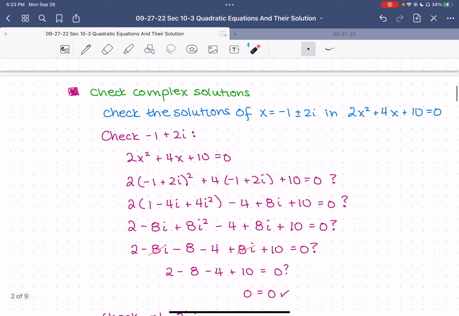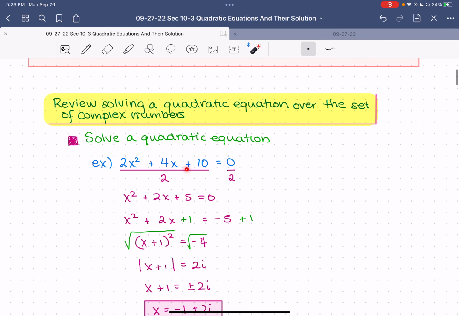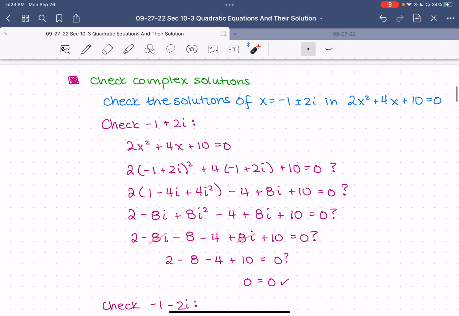But how do you check solutions? So what if I was going to check these solutions in this equation? Did I actually get it right? Well, you literally still plug it in. So here's the original equation. Always go back to the original. And I'm going to plug these in one at a time. So I'm going to plug in negative 1 plus 2i into this equation. So x is negative 1 plus 2i. This x is negative 1 plus 2i. Does all that really equal 0?